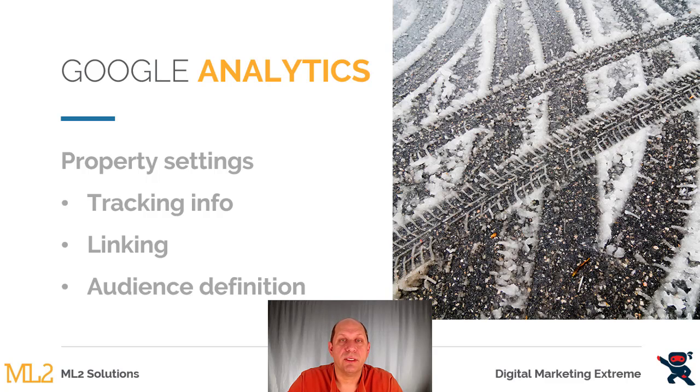Another part of your Google Analytics account that you would want to configure is called property settings. These are things like, first, the tracking information that you'll use to hook it up. Whether or not you want your Google Analytics account linked to other things such as Google Ads or Google Search Console. And then you may want to define and allow certain audiences to be determined based on your Google Analytics account. So all these can be handled within the property settings.